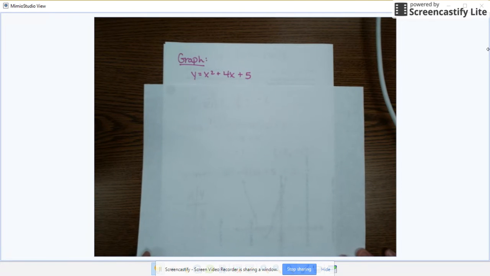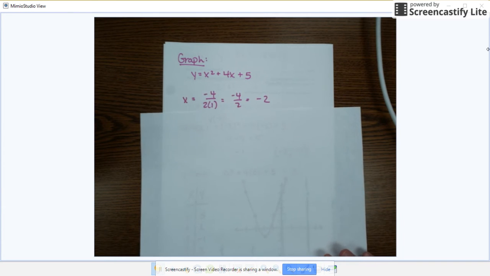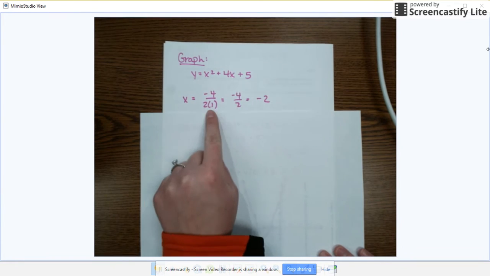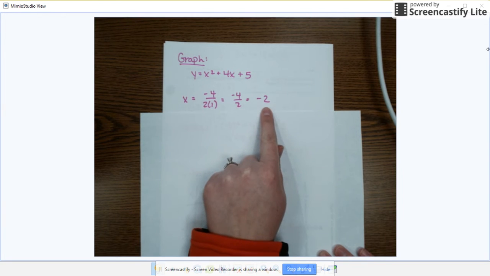First thing we need to find is the axis of symmetry. So we use that opposite of b over 2a. Well, opposite of b over 2a is negative 4 over 2 times 1. That simplifies to be negative 4 over 2, and then we get a negative 2. Now, this is the axis of symmetry, but it is also the x value of our vertex, since our vertex always goes through our axis of symmetry.